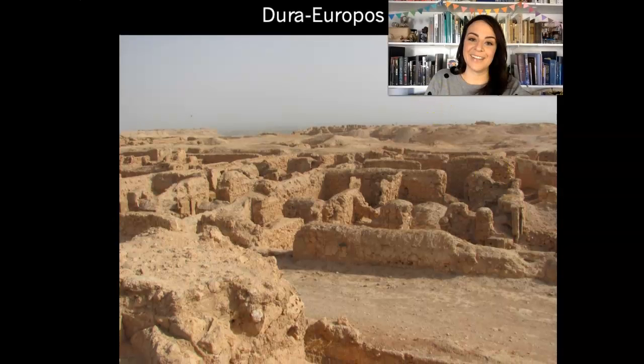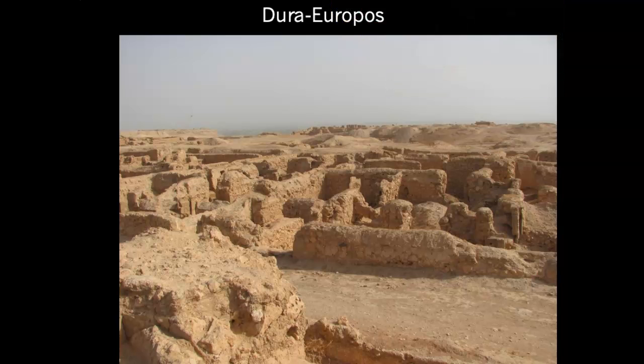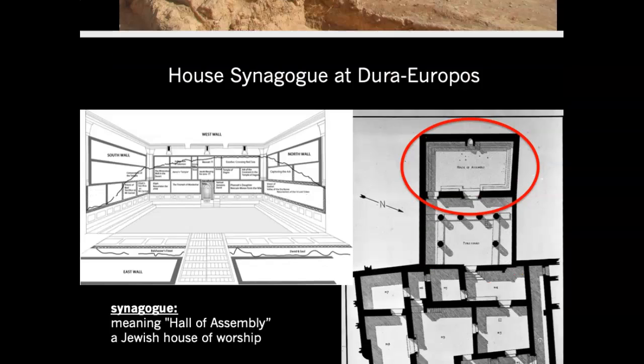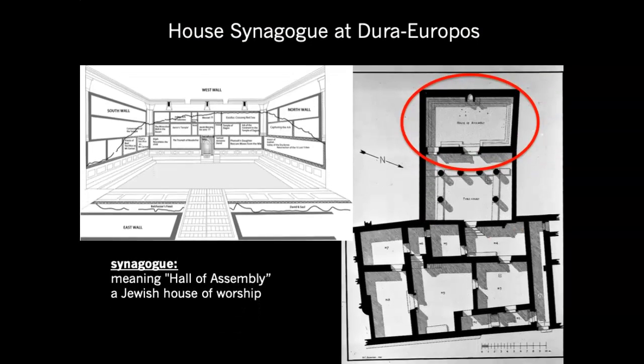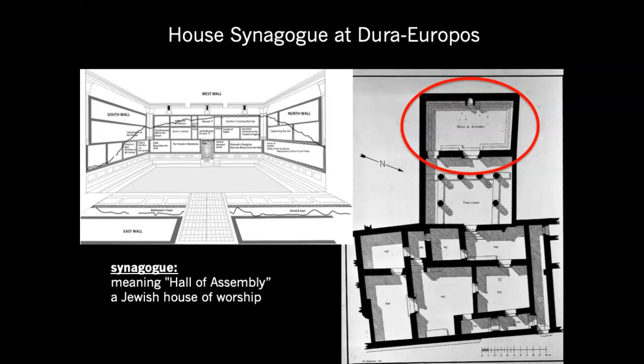cosmopolitan, right? Remember the word cosmopolitan from the Hellenistic? A city of the world, a city of the cosmos. Dura-Europos was one of those thriving frontier towns of a cosmopolitan. We're going to be looking at a Jewish synagogue from Dura-Europos in our next video.